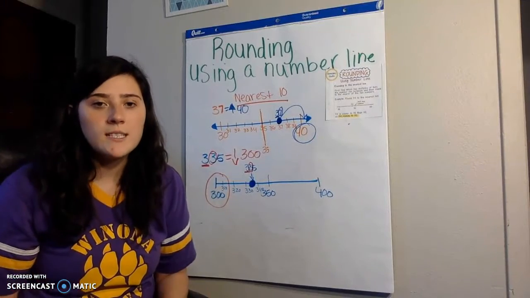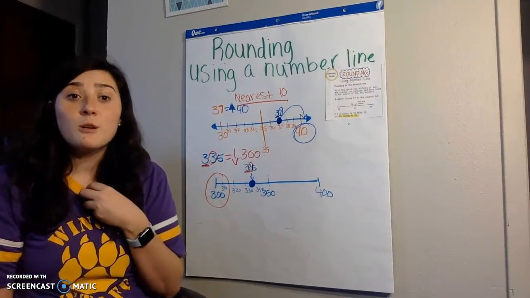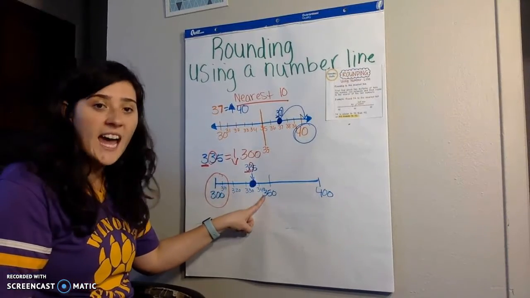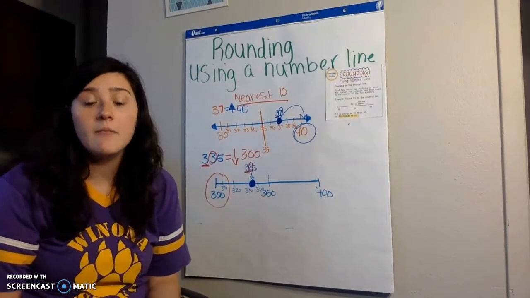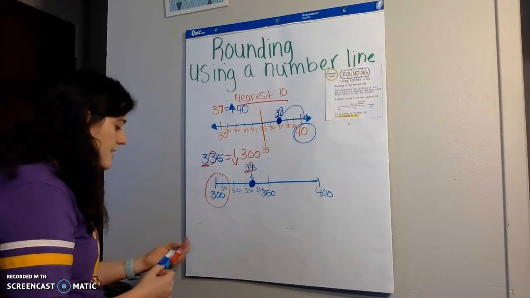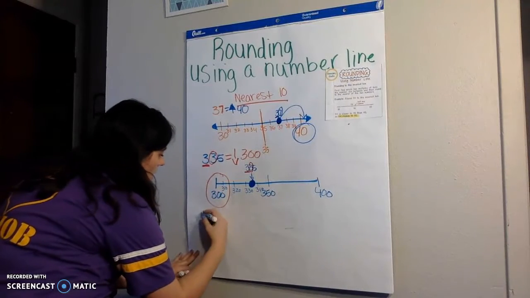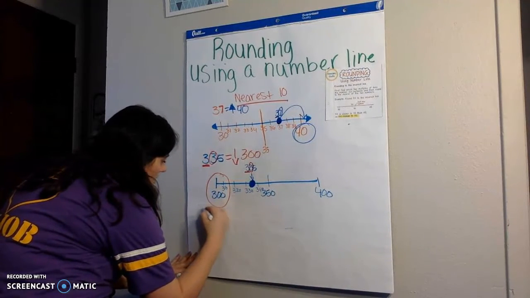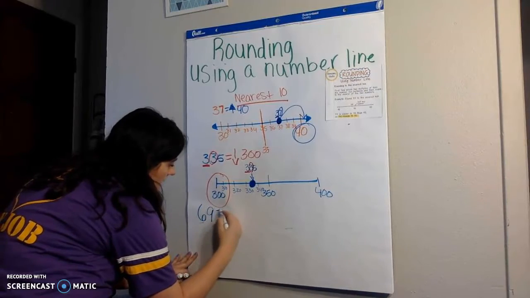We are going to do this one more time with rounding to the nearest 100, because for me, the hardest part is finding that halfway point and then marking where it belongs on my number line. So let's try one more. My next number I'm going to do is 695.